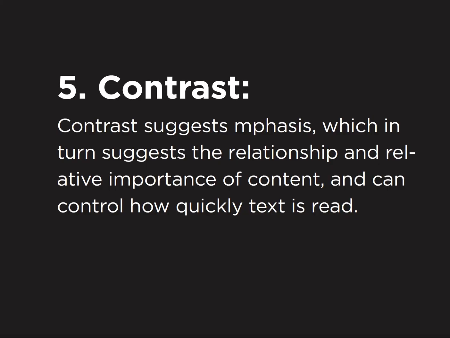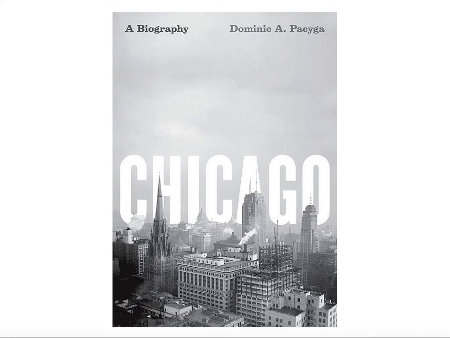And then we get to contrast. Contrast suggests emphasis, which in turn suggests the relationship relative to the importance of content, and can control how text is being read. So here we have contrast with the color of Chicago being in white, and just how large this area of text is in comparison to the overall cityscape. And we also take a look at the contrast between the grays and the whites and then the lighter grays.